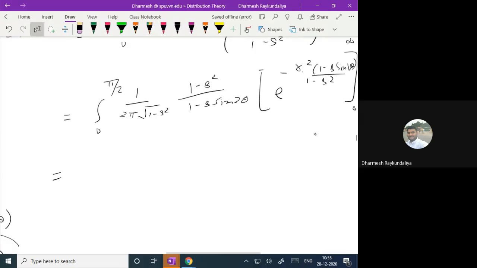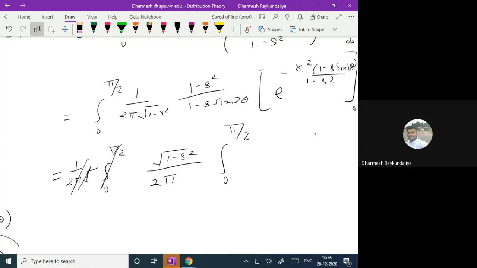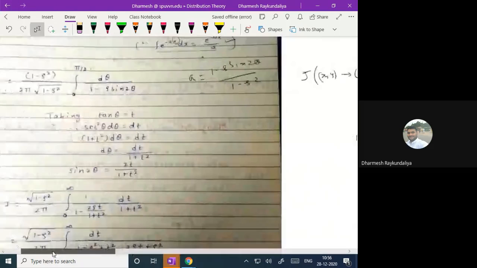So you will get, from 0 to pi by 2, 1 upon 2 pi square root of 1 minus rho square. The 1 minus rho square will cancel out. So you can also write it this way: square root of 1 minus rho square upon 2 pi, integral 0 to pi by 2, 1 upon 1 minus rho sin 2 theta. Okay, so let us see what the answer is. We are getting this.